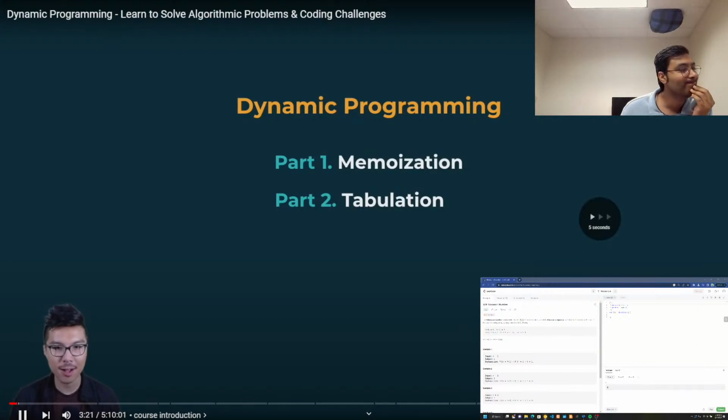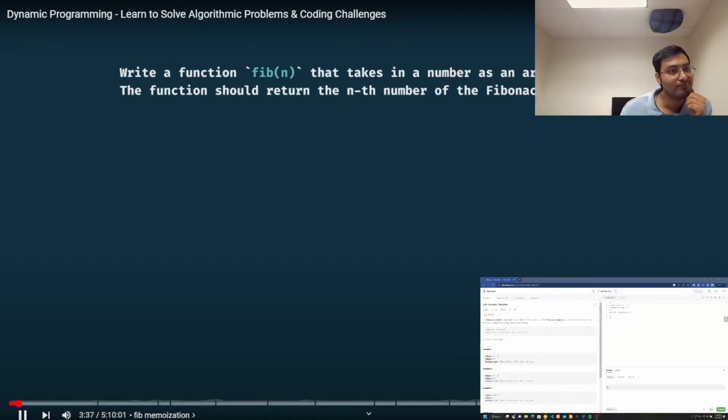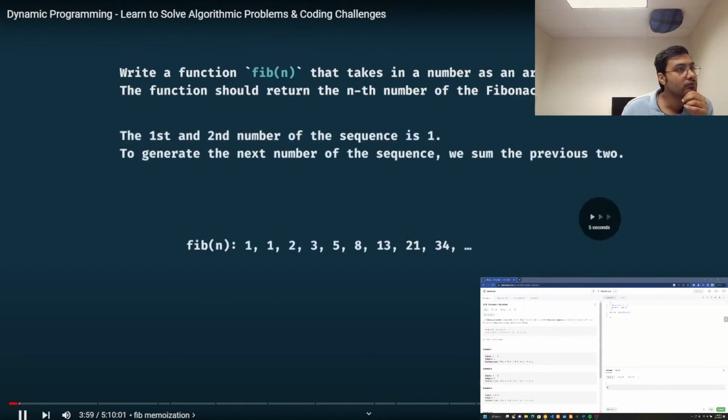These will soon become clear. What I want to do is write a function fib of n that takes in a number as an argument, and I need to return the nth number of the Fibonacci sequence. And the next number of the sequence, we can just sum 3, 5, 8, 13. We need to return the answer 13, right? Because the seventh Fibonacci number is 13. So very, very classic function here.